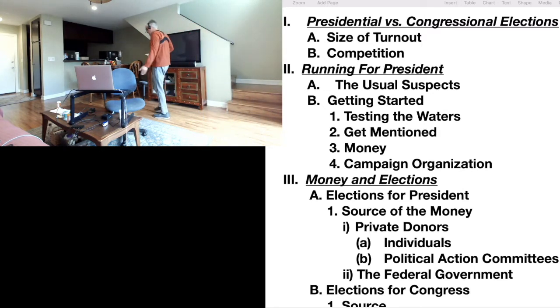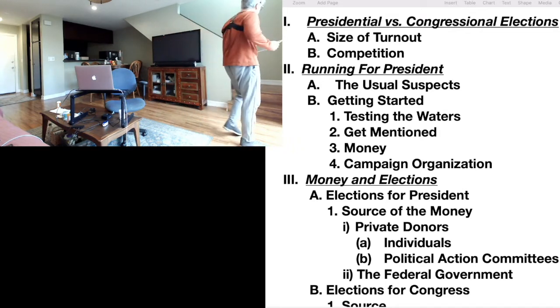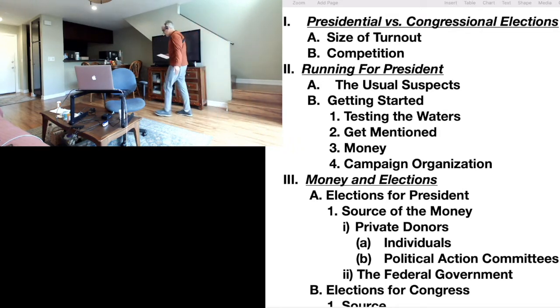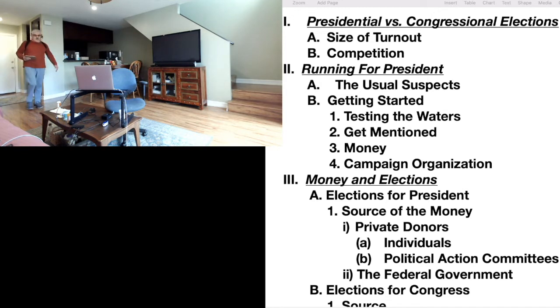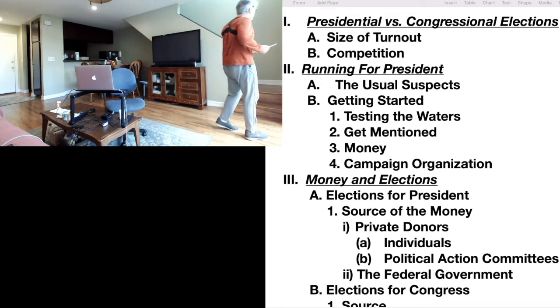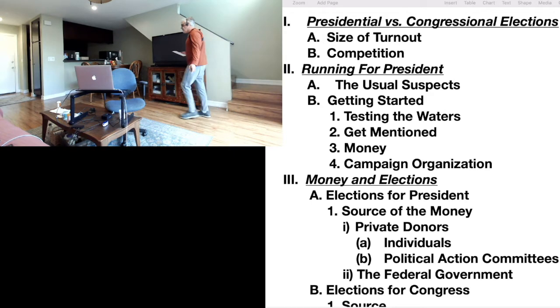So in 2020, we had a presidential election. Now, in 2022, write it down, there will be a congressional election. In a congressional election, you have 435 House members running for office, and you have the second third of the senators running for office. So 2022 is a congressional election. And then 2024 is a presidential election. You have a president running for office.